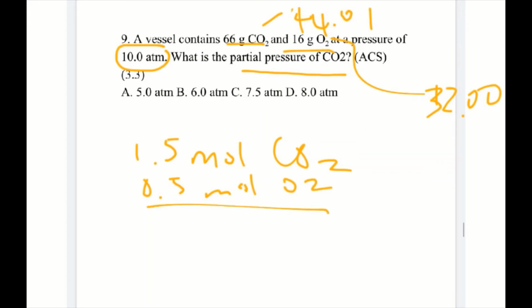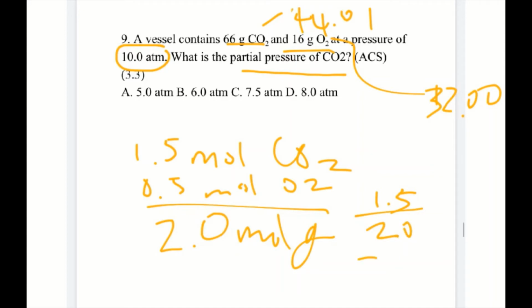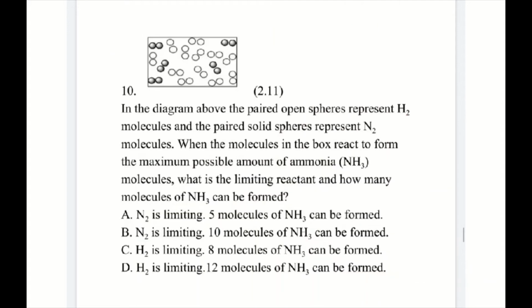And adding that all up, we have a total of 2 moles of gas. So the mole fraction for CO2 would be 1.5 over 2, and that will give us 0.75. If you multiply 0.75 by 10.0, you will get 7.5 atms, and that is our answer. Let's move on to the next question.